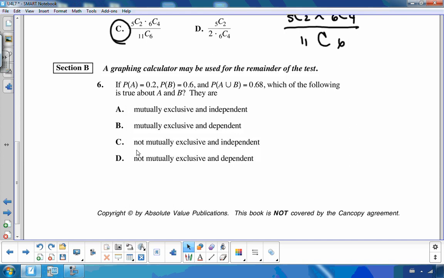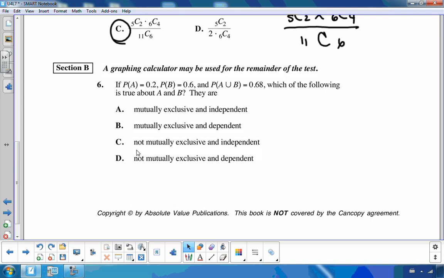Okay. So it says if the probability of A is 0.2, the probability of B is 0.6, the probability of A or B is 0.68, which of the following is true about A and B? So we're talking about mutually exclusive and independent or dependent. Okay, so let's see if there is overlap.